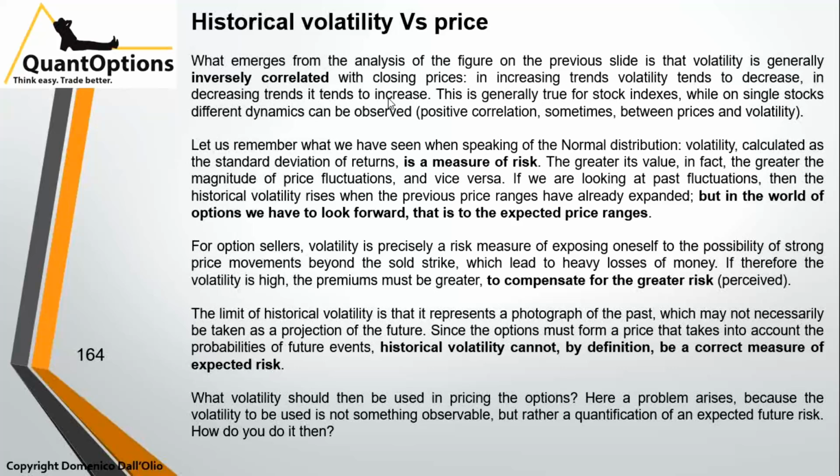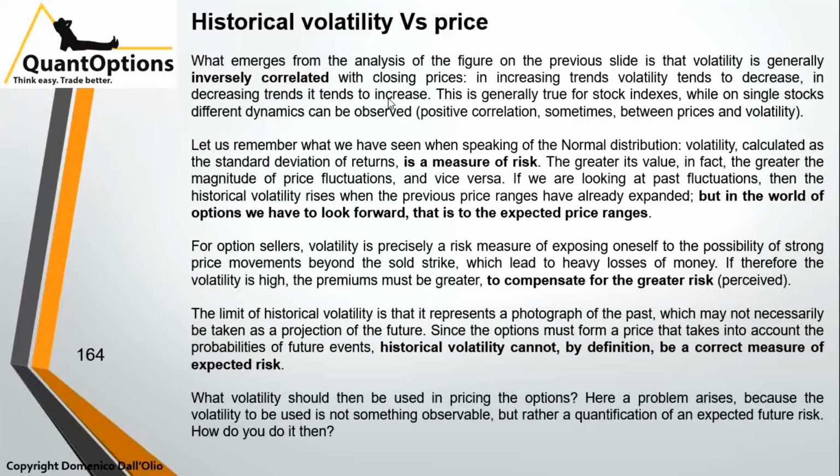Let us remember what we have seen when speaking of the normal distribution. Volatility, calculated as the standard deviation of returns, is a measure of risk. The greater the value, in fact, the greater the magnitude of price fluctuations, and vice versa. If you're looking at past fluctuations, then the historical volatility rises when the previous price ranges have already expanded. But in the world of options, we have to look forward. That is, we have to look to the expected price ranges. For option sellers, volatility is precisely a risk measure of exposing oneself to the possibility of a strong price movement beyond the sold strike, which leads to heavy losses of money.